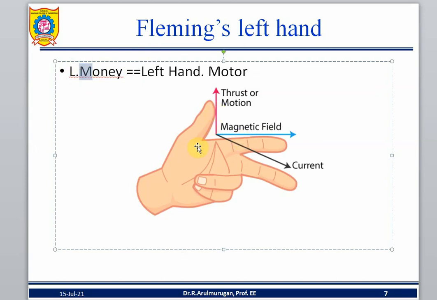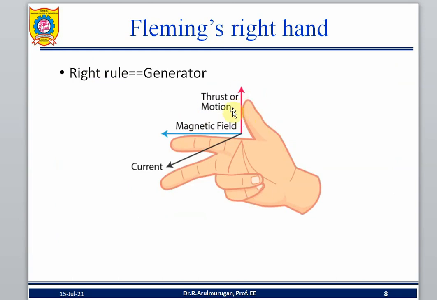You stretch out three fingers, each perpendicular to the other. The thumb indicates motion, the forefinger indicates field, and the middle finger indicates current. The right hand also has the same three things. The right hand rule is for the generator.